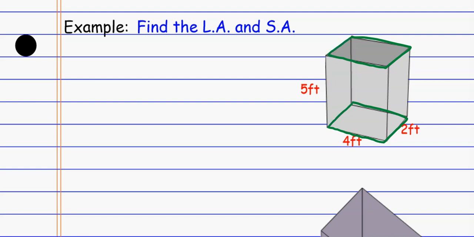But this one, for simplicity purposes and because it's easier to think about, I'm just going to think about the top and the bottom as the basis for this one, okay? So I have a rectangular prism. If I want to talk about the lateral area, well, that's the area of all of these side pieces.